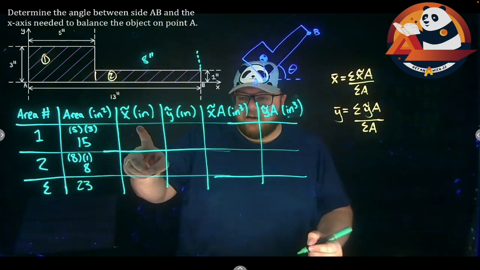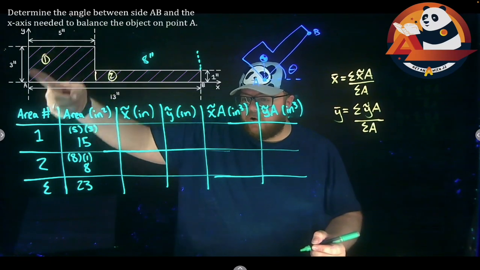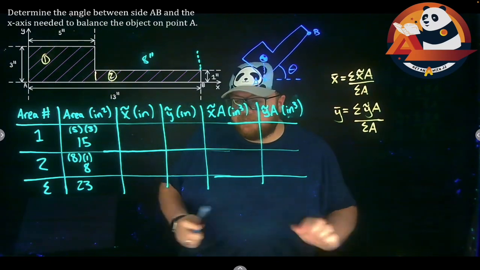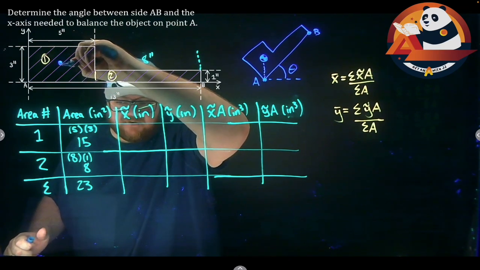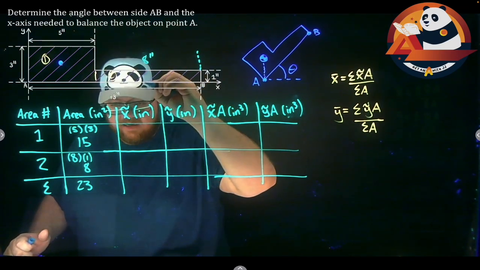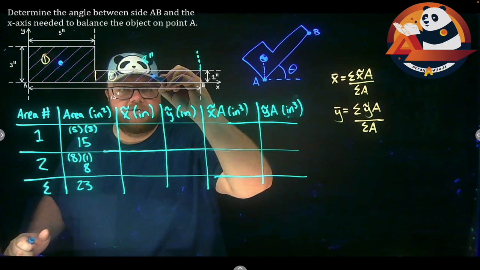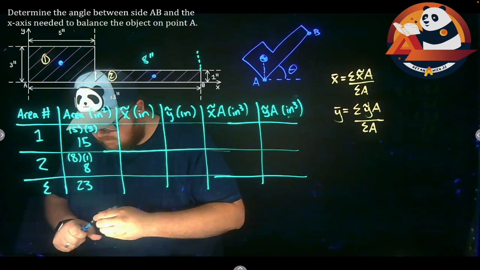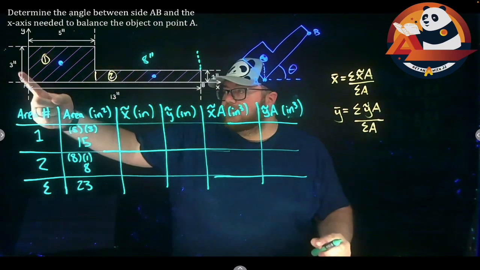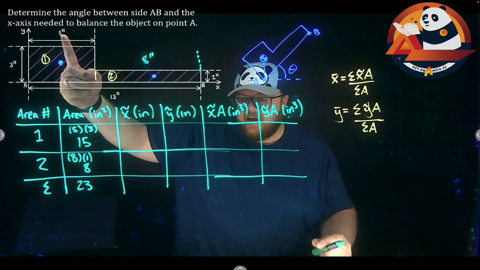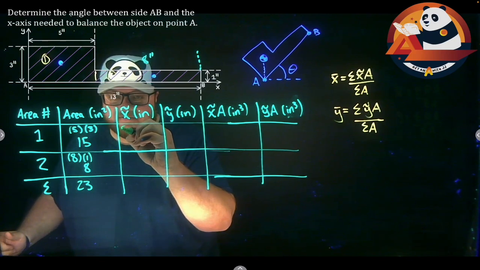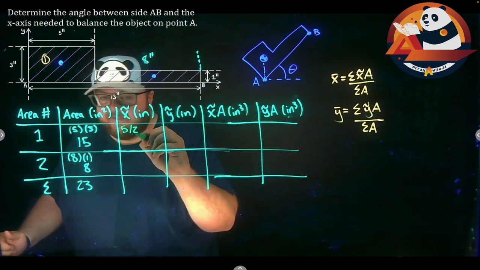Then I can go to my x tilde. So it's my x distance from the y-axis to the centroid of each piece. I'm going to estimate where those are at. Just put a blue dot in here. So for shape 1, we're measuring to there. For shape 2, we'd be measuring to about right there. So it's my x distance from the y-axis to shape 1. It's just half the width of it. Half of 5, 5 halves. We're at 2.5 here.